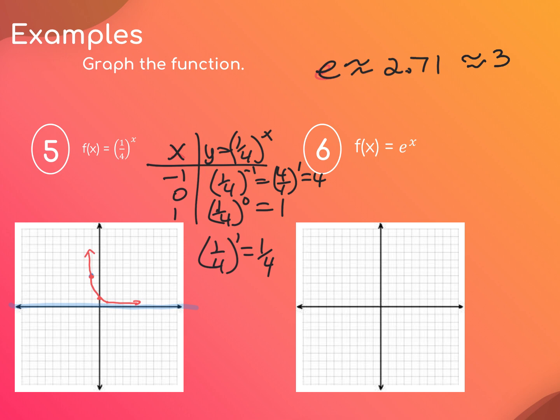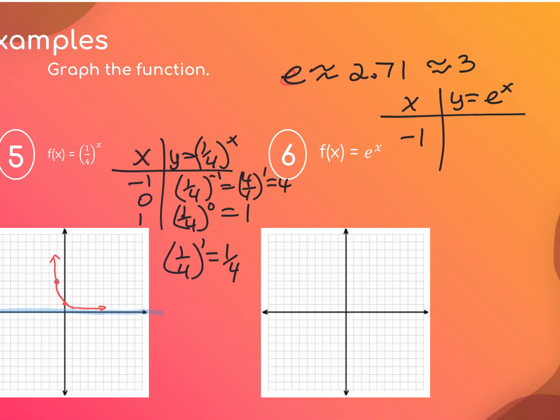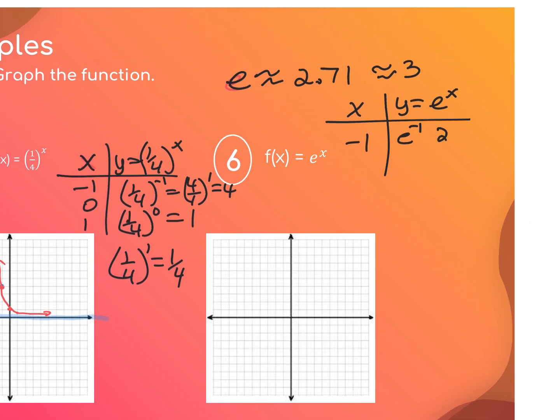But let's go ahead and plug in our numbers and do our t-chart. So I'm going to plug in -1. So y equals e to the x. So what I'm really doing here is e to the -1, which is really 2.71 to the -1, which is really 1 over 2.71.